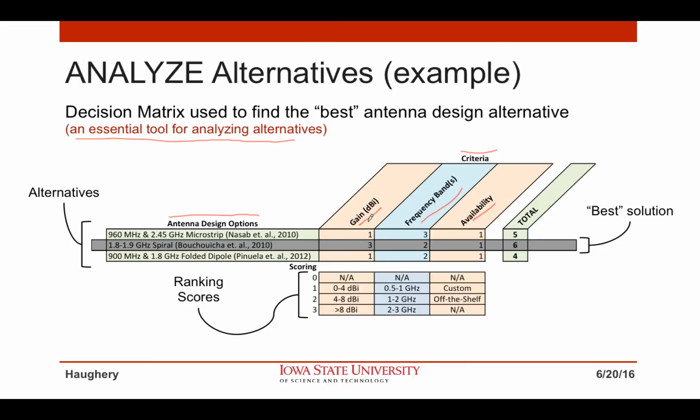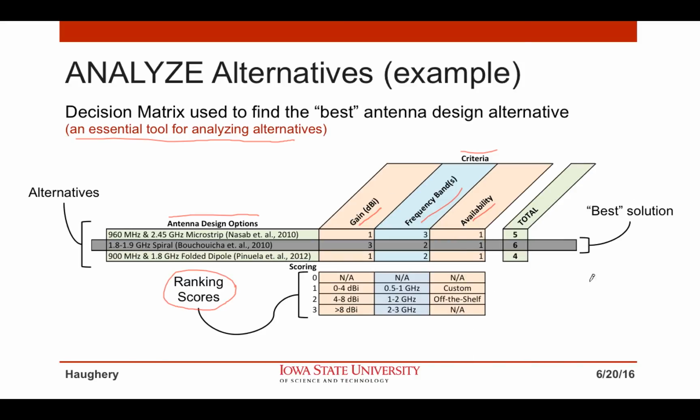Okay, and for each of these criteria, based on each of these alternatives, I rated them between 0 and 3. Okay, and I came up with this ranking, based on gain, different values, frequency, different values, availability, different values. It's a 1 if it's custom, right? It takes a long time because I have to manufacture it custom. It's 2 if it's off the shelf. I get it real quick. I can get it off of Amazon in 2 days, right?